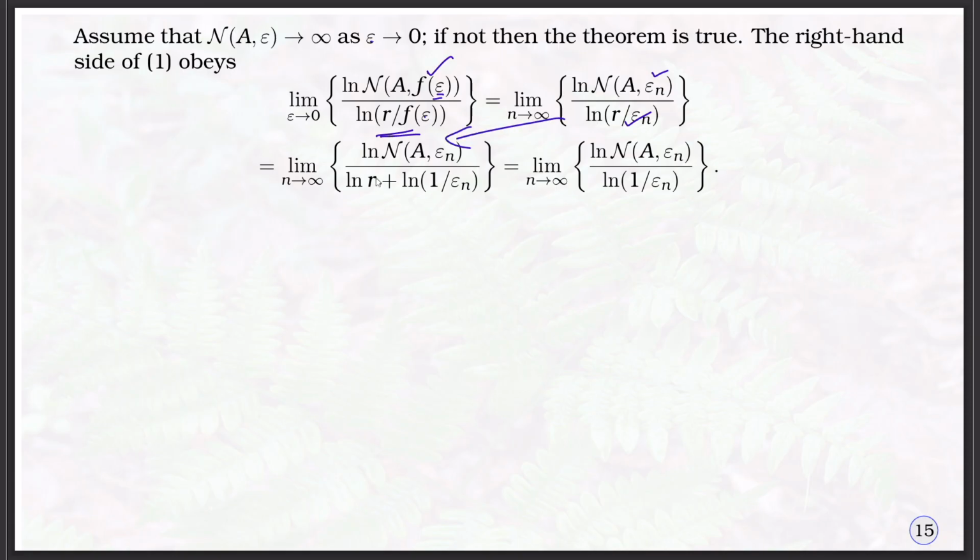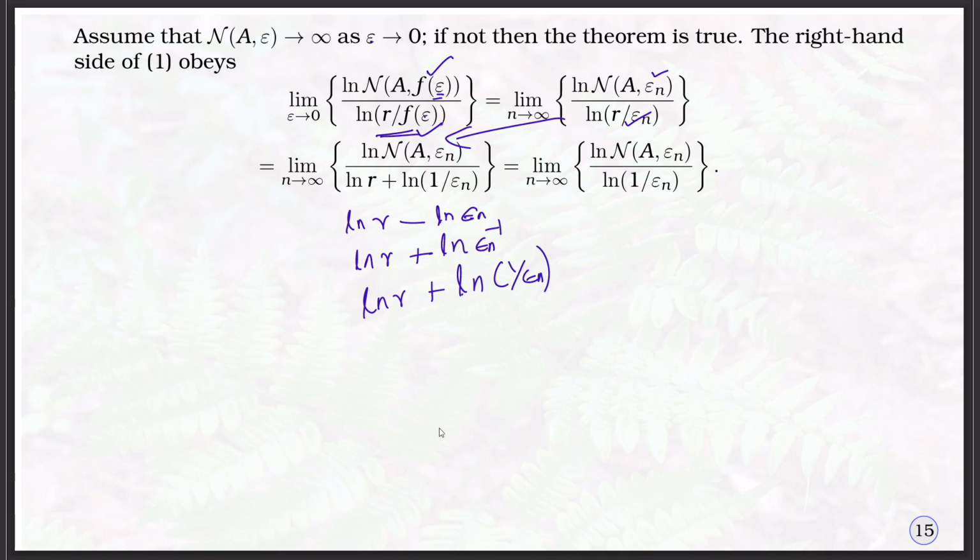This one can be equivalently written as the numerator is same, the denominator is ln of r minus ln of epsilon_n. Then this can be written as ln of r plus, taking the power, ln of epsilon to the power minus 1. Therefore, it becomes ln of r plus ln of 1 by epsilon_n.